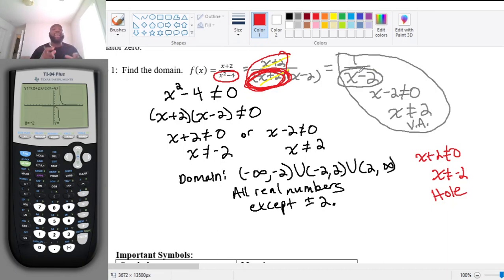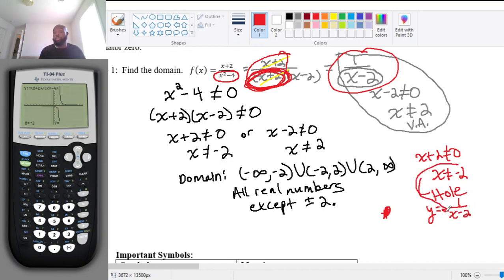The factors that canceled will create holes in my graph, and that's what happens at that other value that may not be in your domain. To find out the y value of that hole, if I wanted to graph it, you just go to your simplified function and plug in that value, right? So if I want to know the y coordinate of that hole, it's going to be 1 over, I plug my x value where my hole is into this function for x.